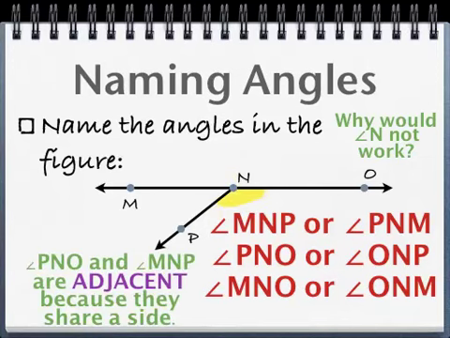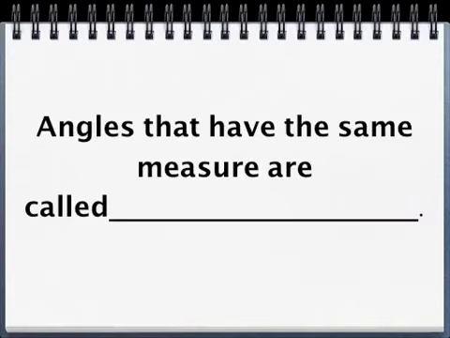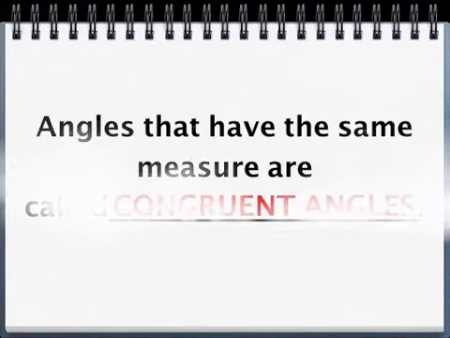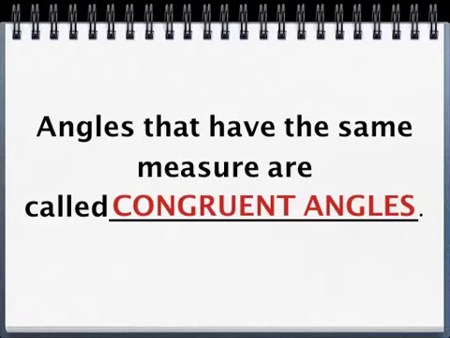Angle PNO and angle MNP are called adjacent angles because they share a side. If you look at the 2 highlighted angles, you'll notice that they share the ray NP. Angles that have the same measure are called congruent angles. In the last lesson, we talked about congruent segments. This means the same thing. They're just angles that have the same measure, so we can call them congruent angles.